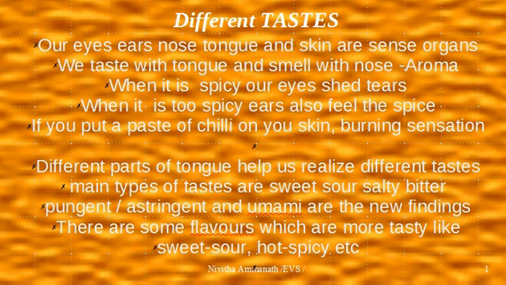Then there are some flavors which are more tasty. It's a combination of two tastes, that is sweet plus sour, sweet sour. For example, you have certain biscuits or baked sweet sour. Then you have a hot and spicy chicken people eat. So these are the combinations of two tastes. So these are the different tastes.